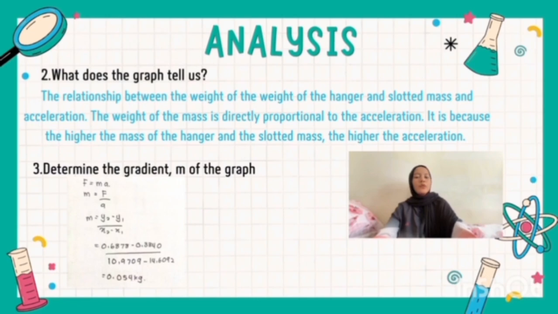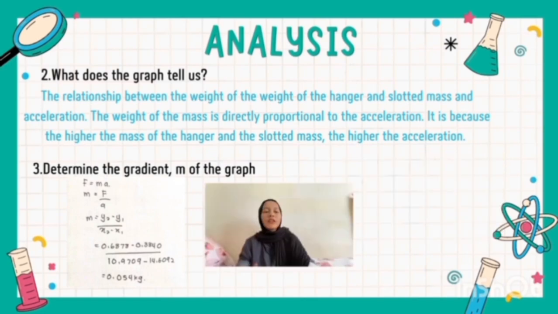Based on the graph, we note that the second law of motion tells us that force F is directly proportional to acceleration a. When the force increases, the acceleration also increases. This indicates that if mass is constant, then force equals mass multiplied by acceleration, F equals ma. The second analysis is to determine the gradient m of the graph.